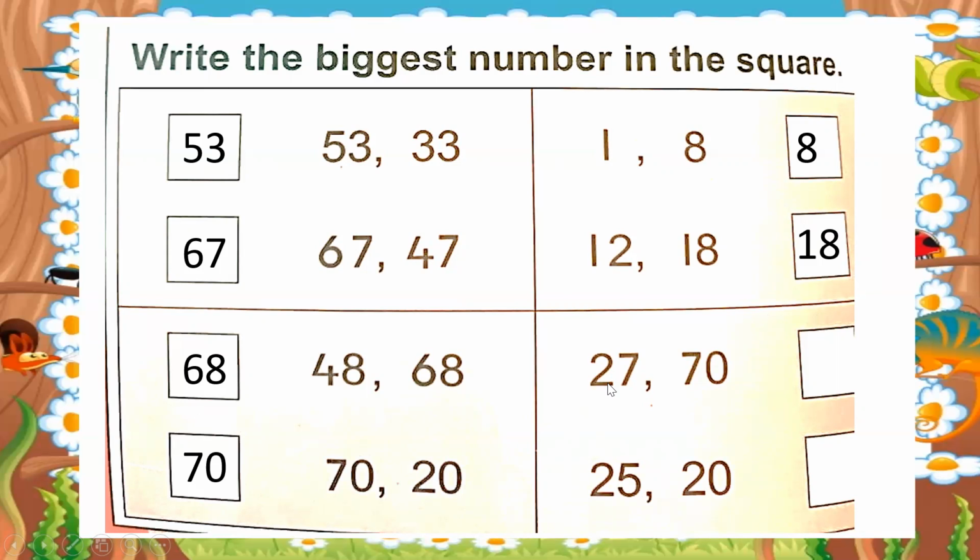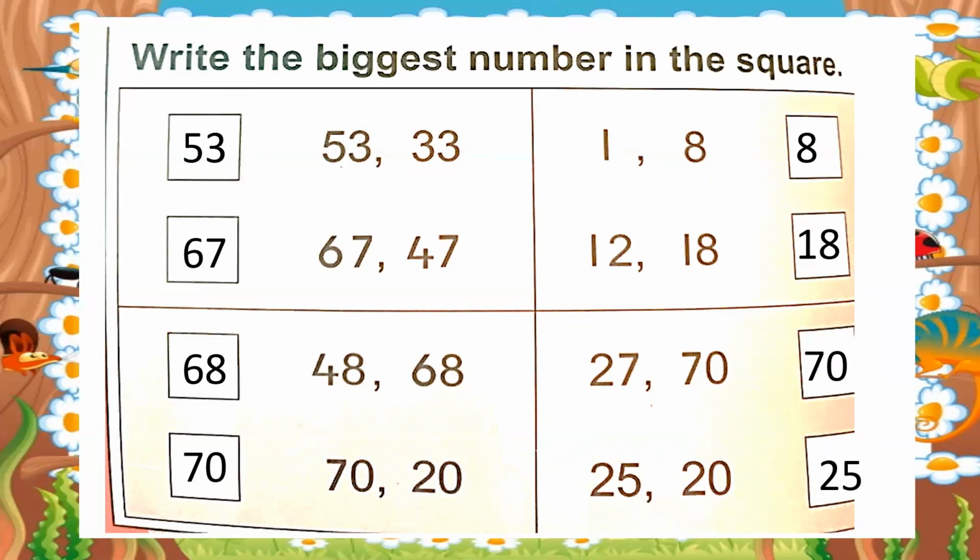Now look here, 27, 70. Now look at the tens. 2, 7. 2 is small, 7 is big. That's why 27 is small, 70 is big. We write 70 in the square. 25, 20. Now look at the tens, 2 and 2. Both tens are the same. So now look at the ones, 0 and 5. Definitely the 5 is big. So between 20 and 25, the number 25 is big. So we are going to write 25 in the square.